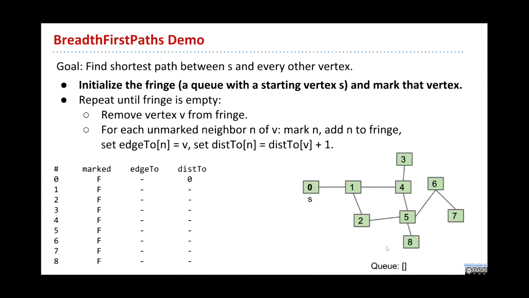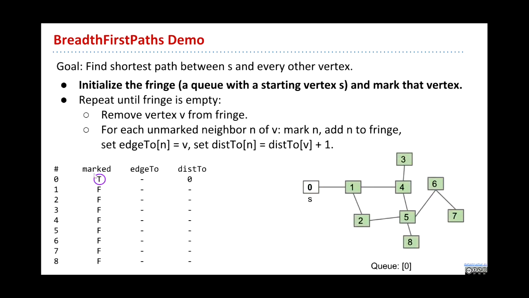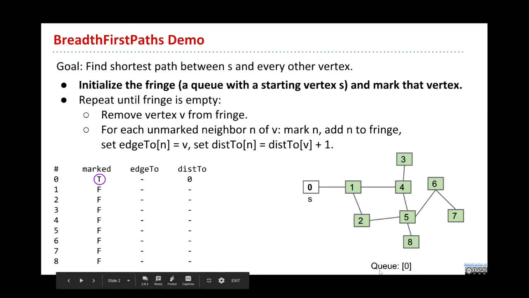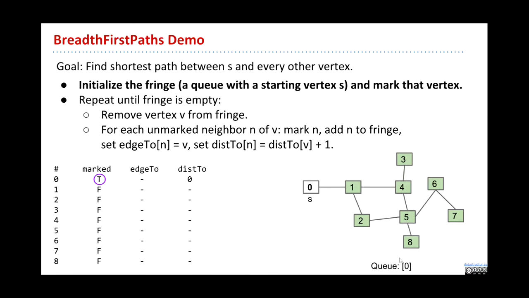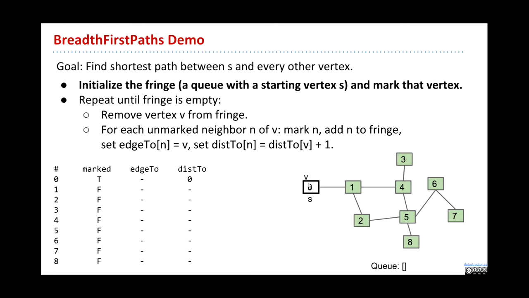Okay, the first thing I do is the queue is presently empty, but I'm going to add my starting vertex 0 and mark 0. Okay. So now it becomes a little more interesting. So now we're going to think of this queue as everything we'd like to explore. Well, the only thing we want to explore so far is 0. So that's the fringe of our universe. So we're going to remove that vertex from the fringe. This is now the active vertex V. And then we're going to consider all of its neighbors.